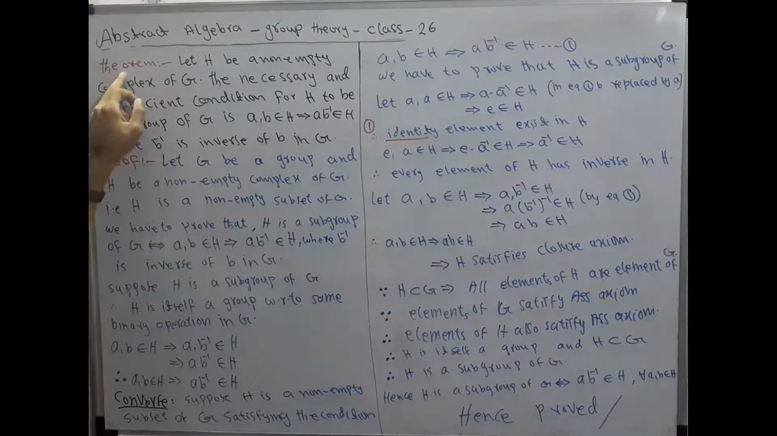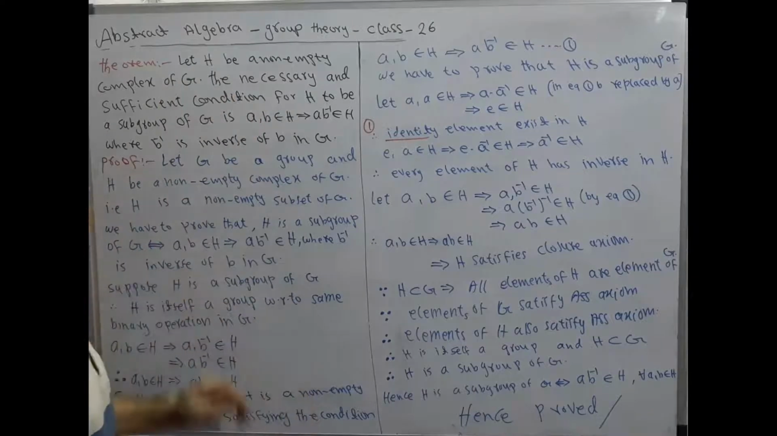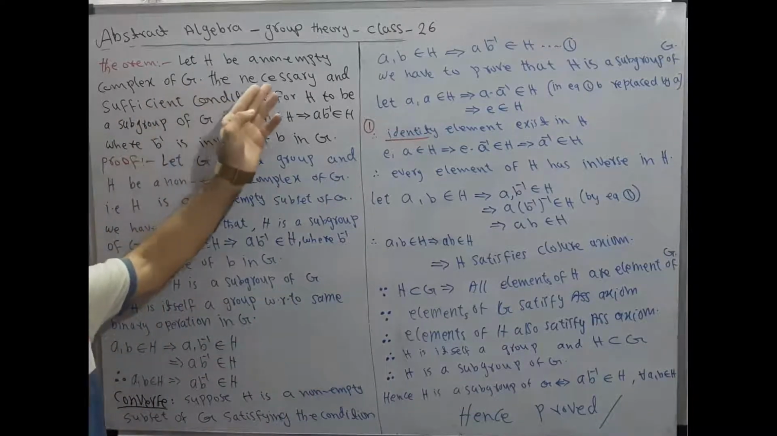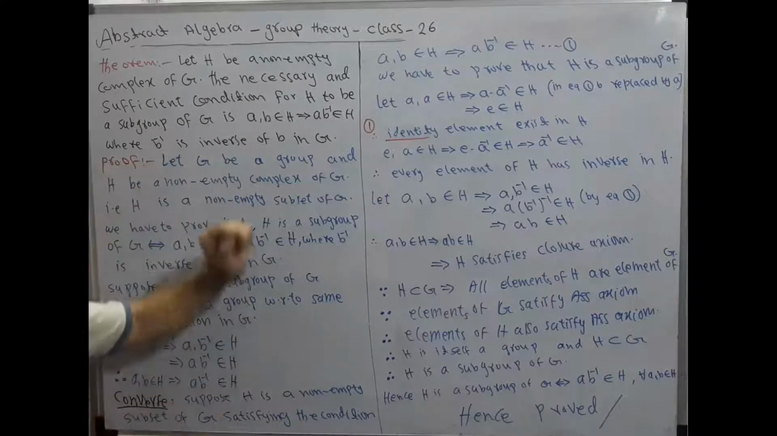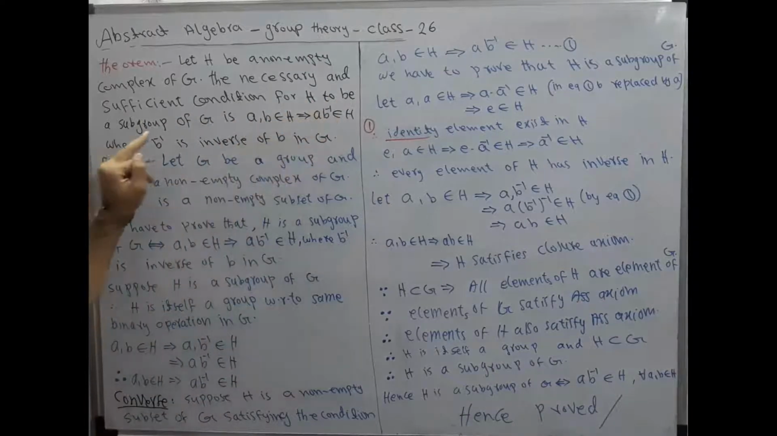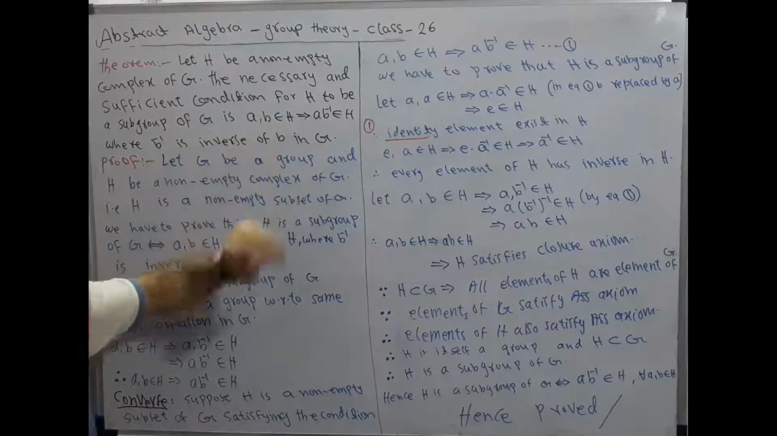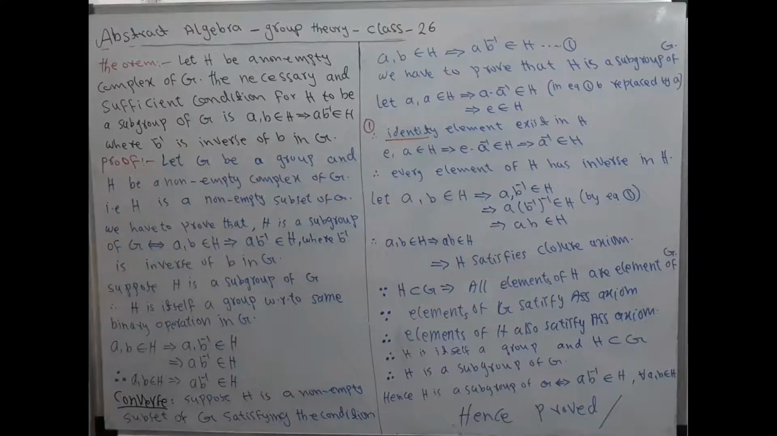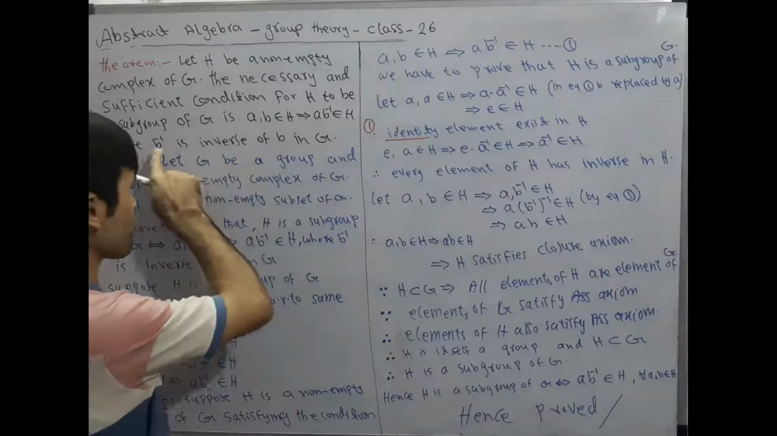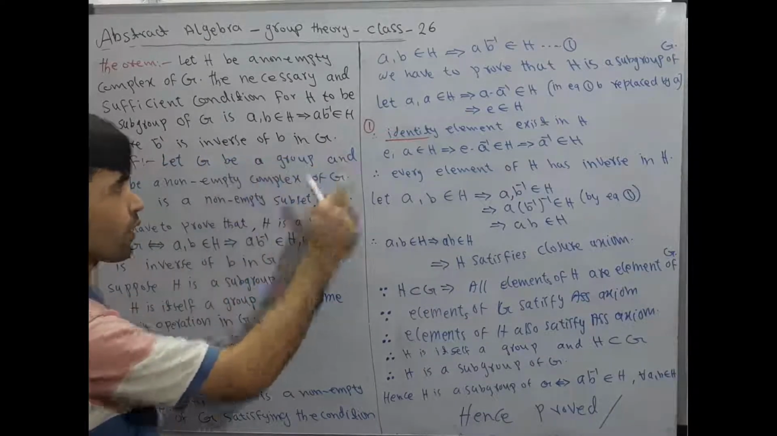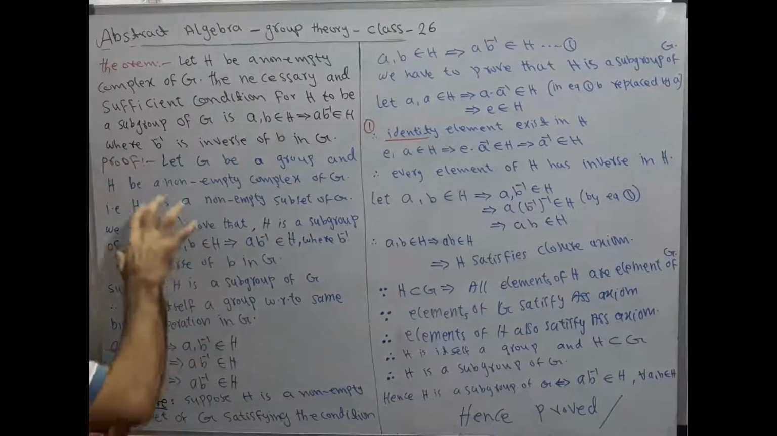Let us state the theorem. Let H be a non-empty complex of G. The necessary and sufficient condition, it means if and only if, for H to be a subgroup of G is a, b belongs to H implies a into b inverse also belongs to H, where b inverse is inverse of b in G. We explained the theorem here.